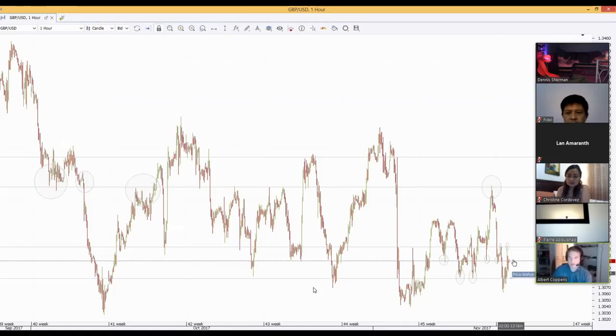So as long as we go sideways, we will find key levels all the time over again, to find support and find resistance and so on and so on. Any questions regarding this?